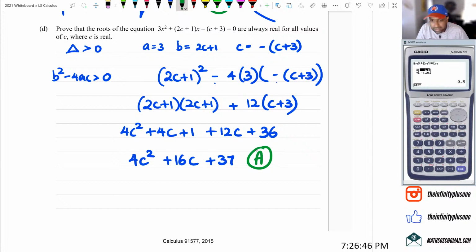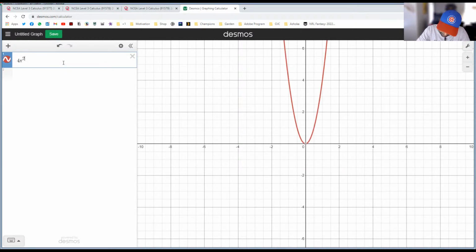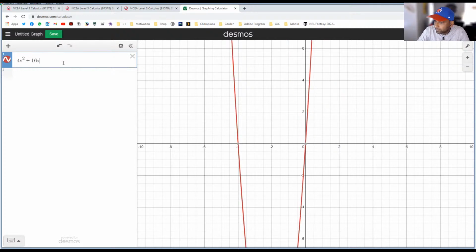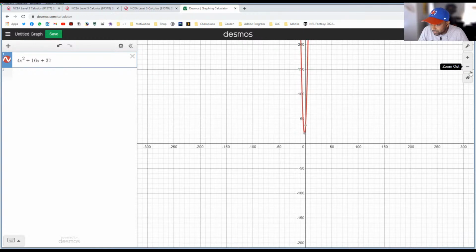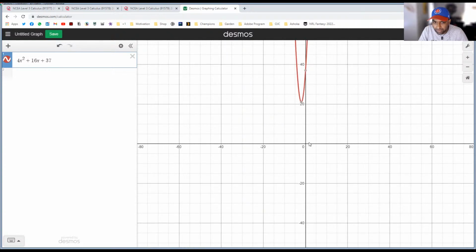Now, what I want to show you guys is, let me actually show you what this graph looks like. I'm going to go into here. We're working with 4c squared, so I'm going to put it as 4x squared. Okay. So if you have a look at this, when we graph this, we can see that the parabola is above the x-axis, which means our values are always going to be positive.